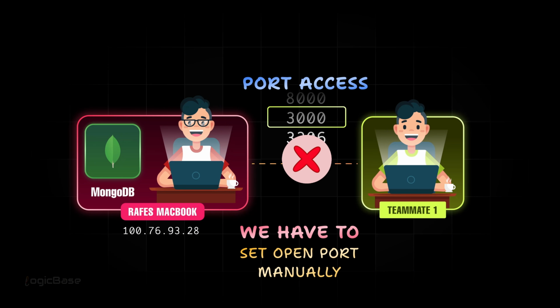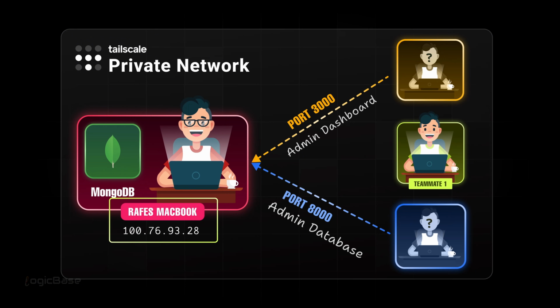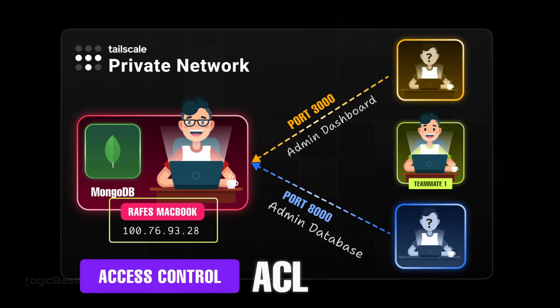Because now if someone only knows the IP and port, anyone inside our private network can jump into my local services. Today, it's a Next.js app. Tomorrow, it could be an admin panel, a database, a debug server, or any other sensitive service. This is exactly where ACL comes in, access control.